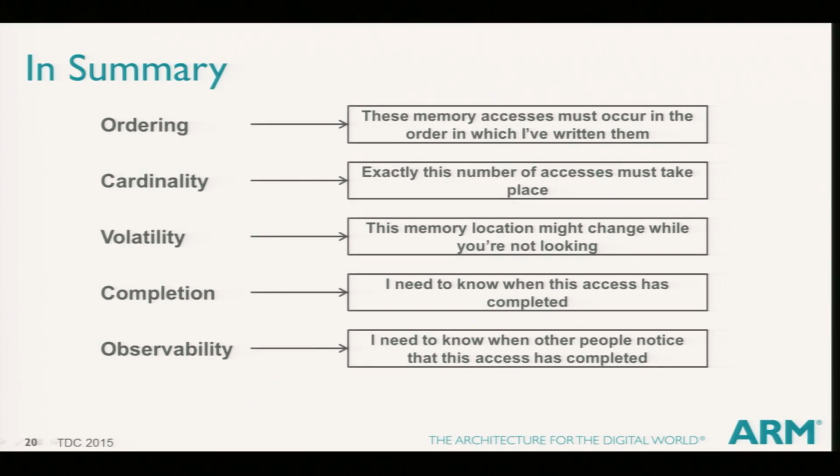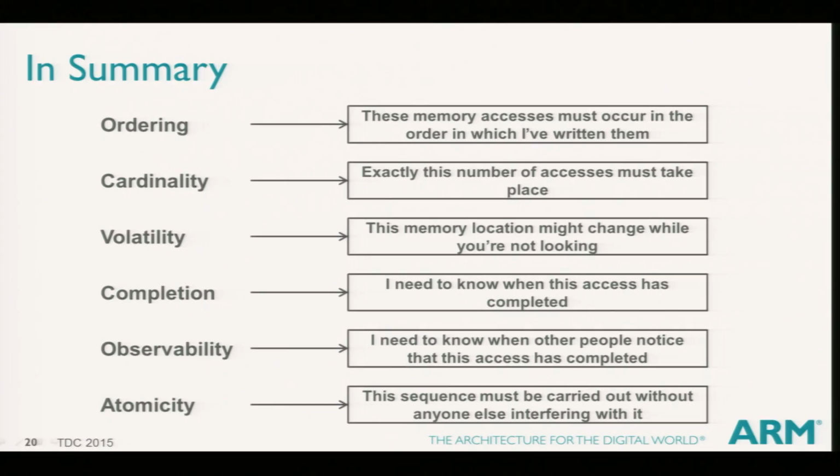Observability is a little bit more complex, subtly different. An access completes when it sort of leaves your sphere of influence. So it completes, if you like, when it goes out of the load store unit or goes out of the write buffer. An access is observed when a separate processor in the system can see the result of that access. So it's actually reached an area of shared memory or an area where other people can look at it. And then finally, atomicity, which is really, really hard.